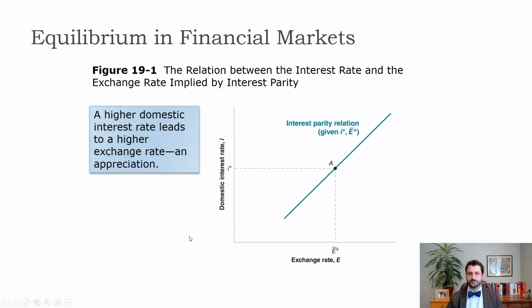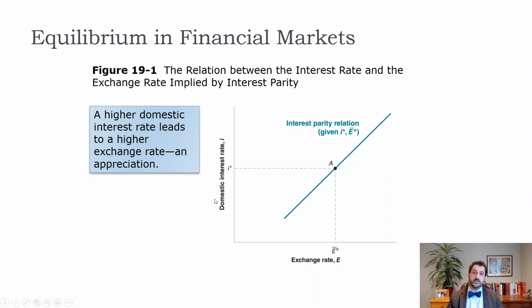And so we can graph this with the exchange rate on the horizontal axis and the domestic interest rate on the vertical axis. A higher domestic interest rate leads to a higher exchange rate, right? And this is for any given value of the foreign interest rate and the expected future exchange rate. I think this asterisk is an error, right? We used to put the stars there for the equilibrium value, but now we have the stars for the foreign value, so we shouldn't have a star there.